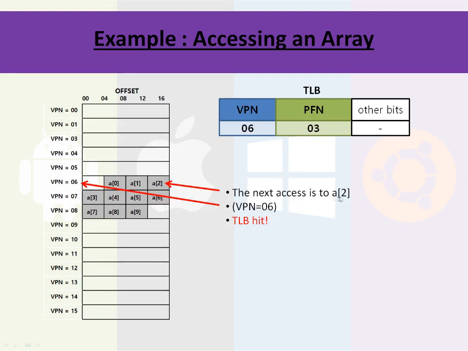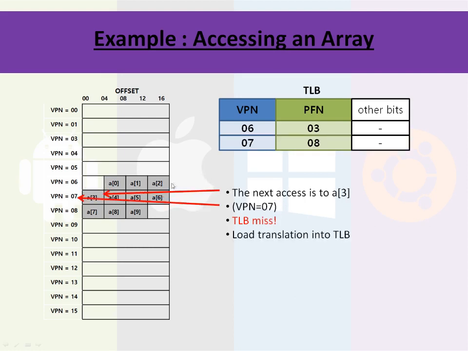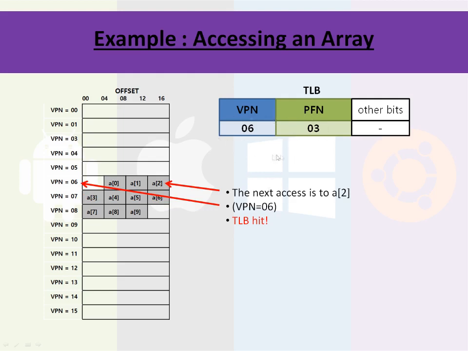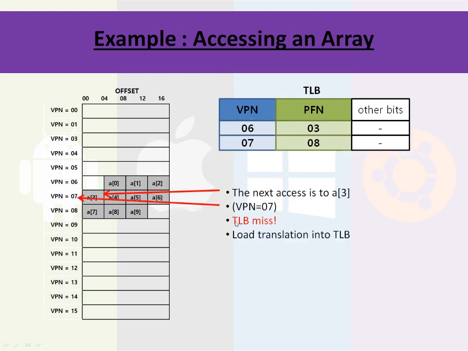Now the next access is to A0, which is on VPN 6 again, and that's another hit. And you can go through this process again as we go to then A3, and this is on VPN 7, right? You can see here. Now VPN 7, if you go back one step, wasn't in our TLB, so that's why it results in a miss. We then load that translation into the TLB, so now we have a 7 to hypothetically 8 here, and we continue the process.